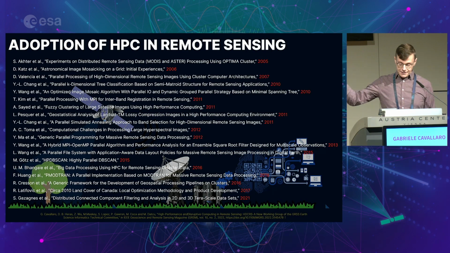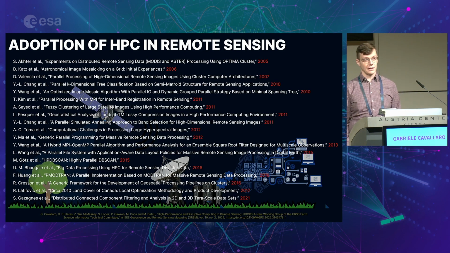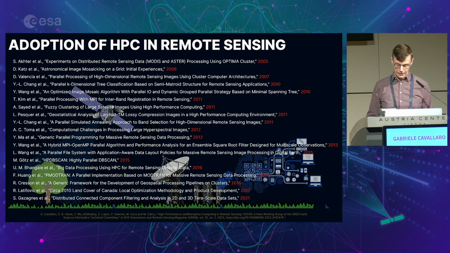On this very messy slide, I just want to show you that HPC and parallel computing have been adopted to tackle a wide variety of remote sensing applications, even before AI. This includes interband registration, mosaic image correction, dimensionality reduction methods, lossy compression, and generation of large products.